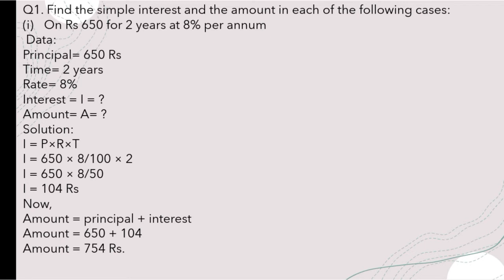Now we can find the amount, which is the sum of principal and interest. So 650 and 104 becomes 754 rupees.